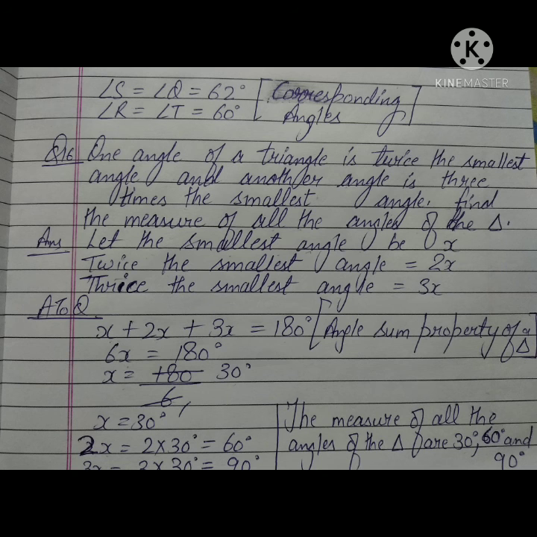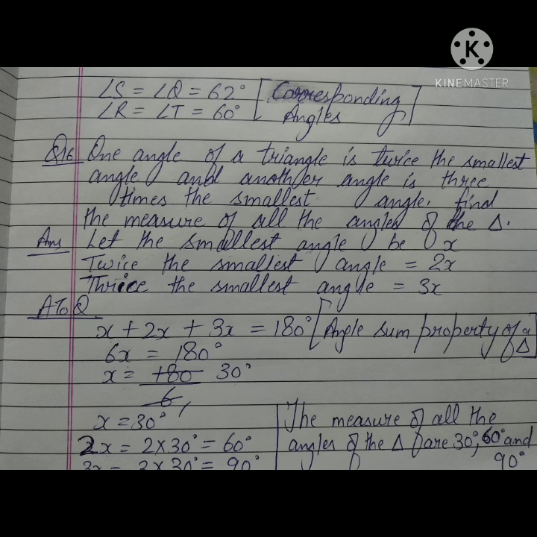Now according to the question, x plus 2x plus 3x is equal to 180 degrees, the angle sum property of a triangle. When you add x plus 2x plus 3x, you will get 6x. 6x is equal to 180 degrees. x is equal to 180 degrees divided by 6. 6 ones are 6, 6 thirties are 180. x is equal to 30 degrees.